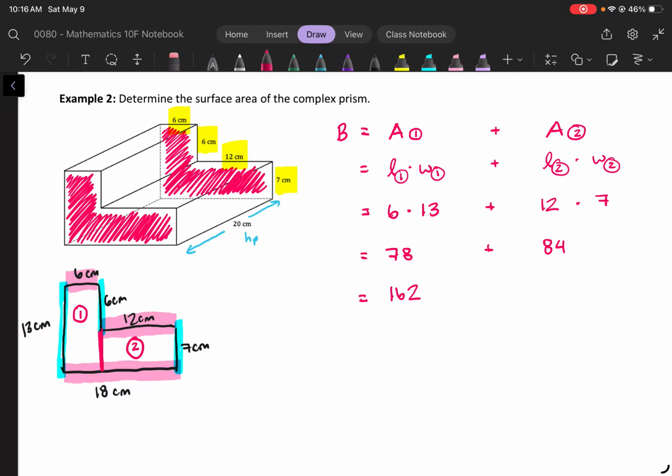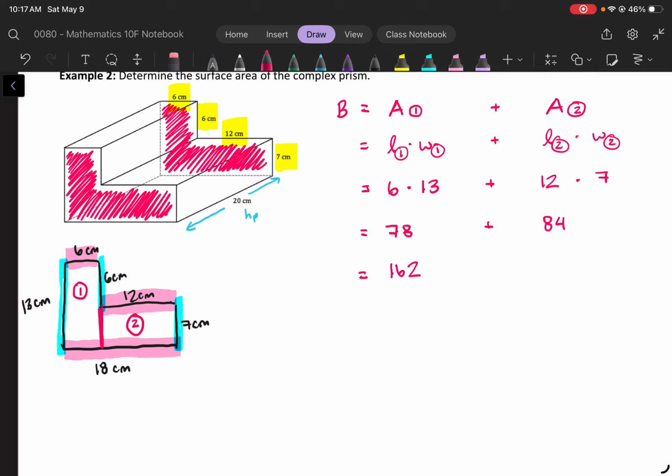Now, for my final answer for area of the base, I do need to have units involved because all my dimensions are in centimeters. My units for area are going to be centimeters squared.